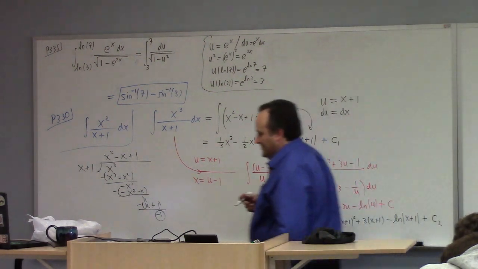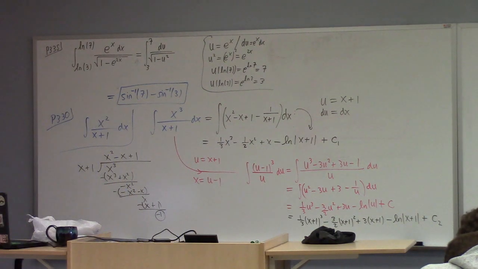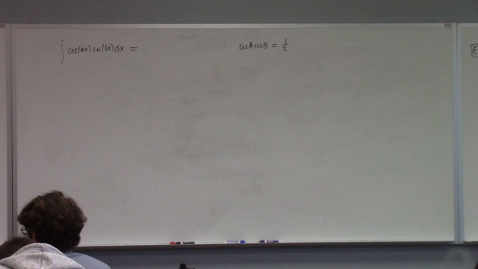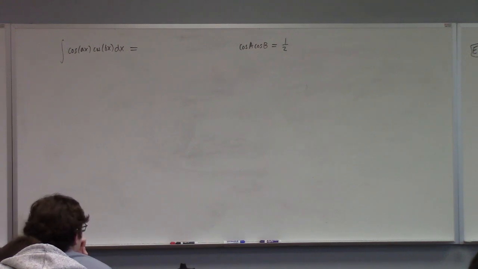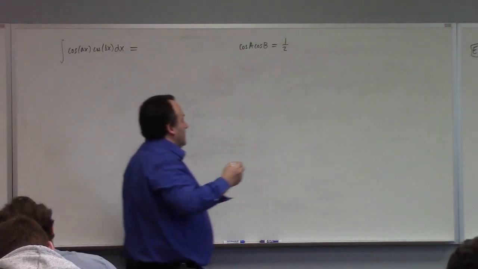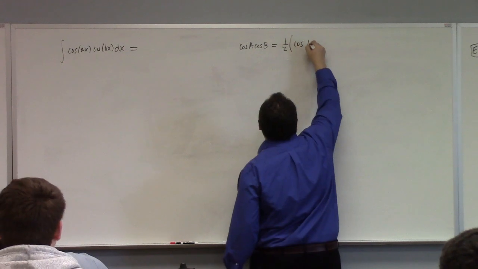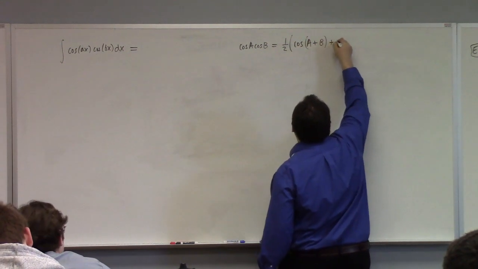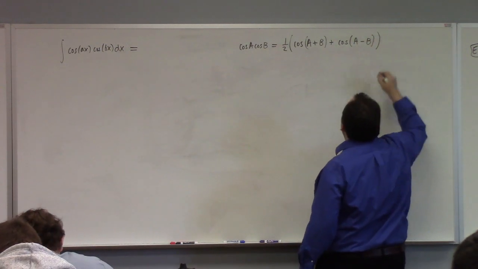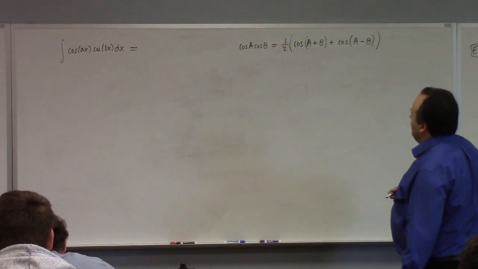It was 1/2, in parentheses, cosine of A plus B plus the cosine of A minus B. Okay. I think that makes sense.